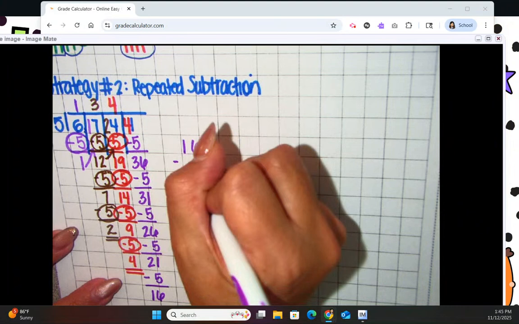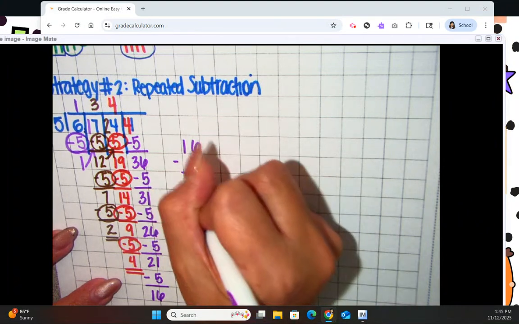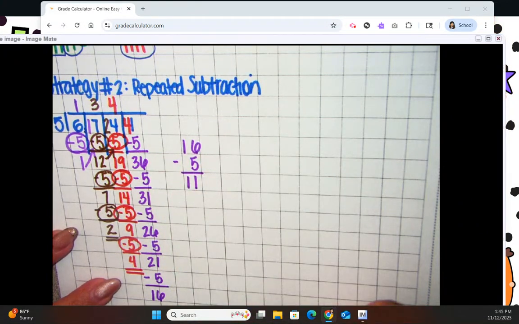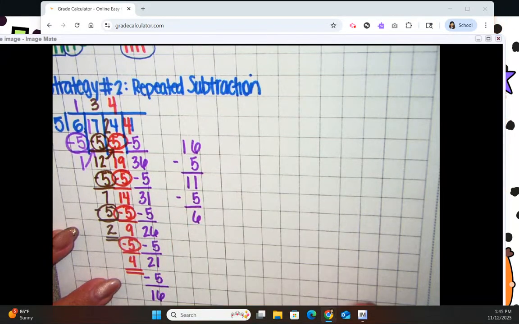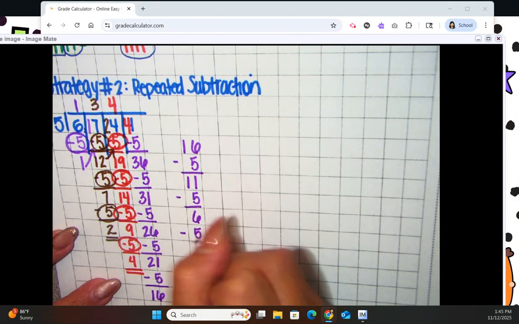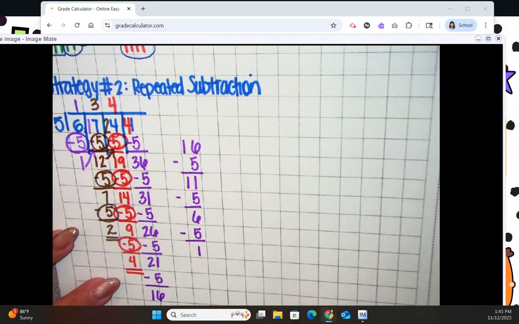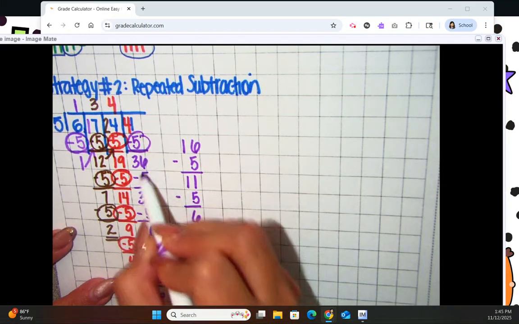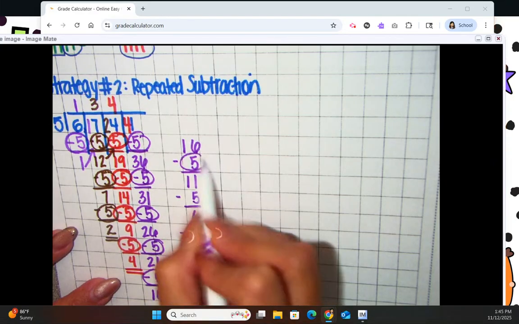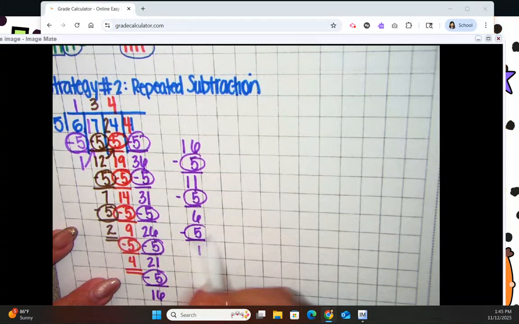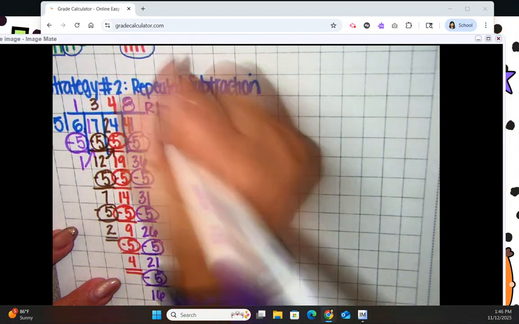16. Can I take another group of 5 out? Yes. 11 minus 5. 6 minus 5. Can I make another group? No. So now let's see how many groups I made in total. 1, 2, 3, 4, 5, 6, 7, 8. And I had one remainder left over.